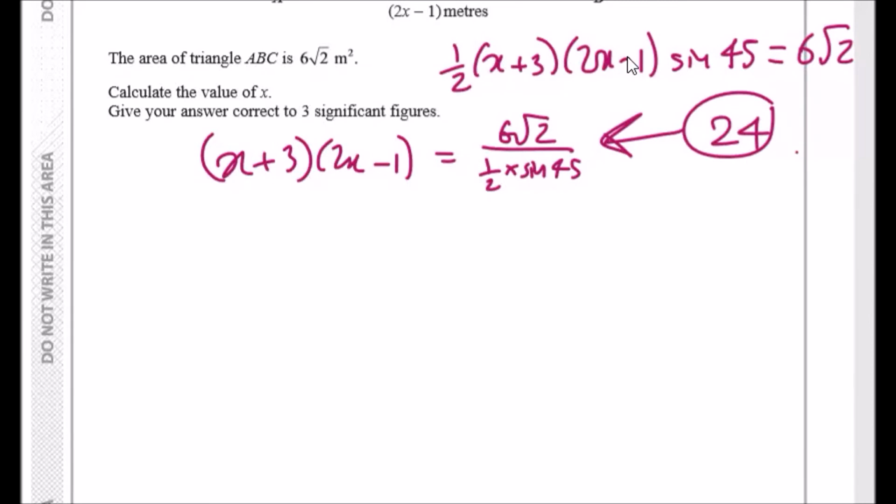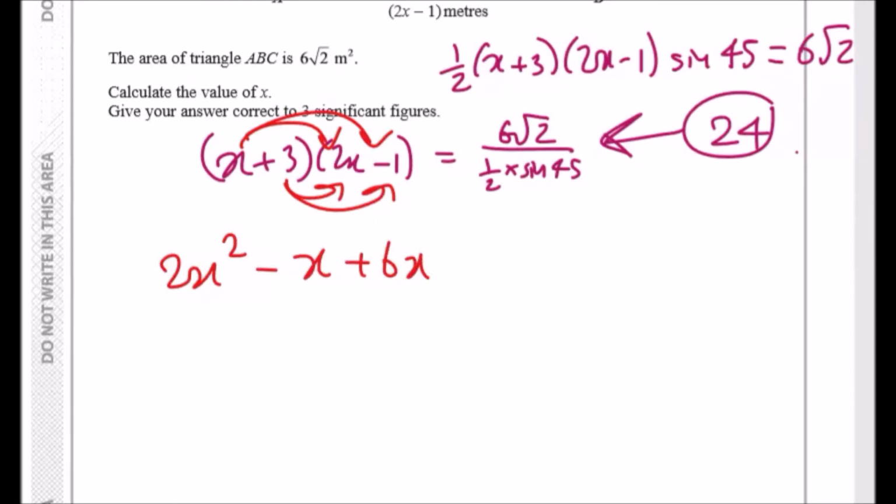Okay, so now let's expand the double bracket using the FOIL method. So remember, I'll draw the arrows, so it'll be x times 2x and then x times minus 1. Then we've got 3 times 2x and 3 times minus 1. So doing this, x times 2x is 2x squared, x times minus 1 is minus x, 3 and 2x make 6x, 3 and minus 1, negative 3. And all this equals 24.